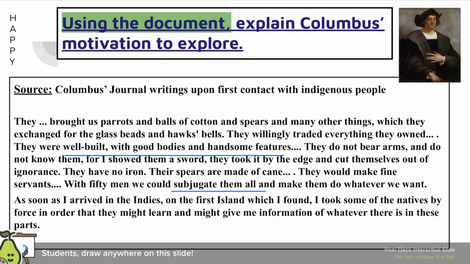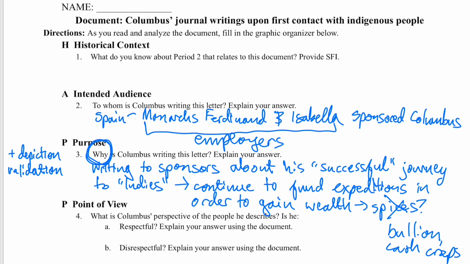Okay, so he's trying to convince his employers, his sponsors, that he has done what he has been paid and funded to do in the first place. Okay, so that could be our description of why he's writing the letter, to write about his great success and to convince his sponsors that he has done an adequate job. Now remember, in this worksheet, I'm just writing down general ideas. I'm not writing complete sentences. It'll be better for your practice to go ahead and write down complete sentences.